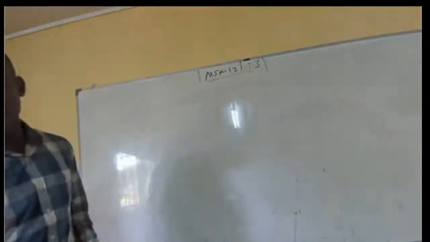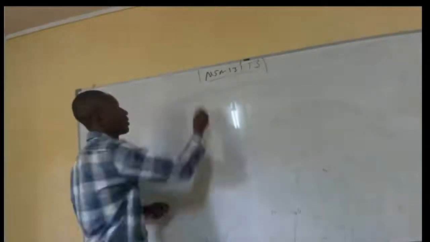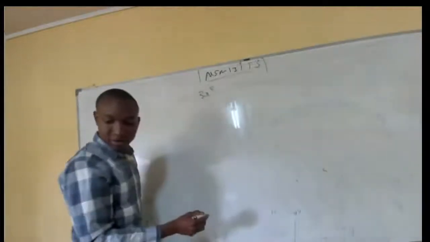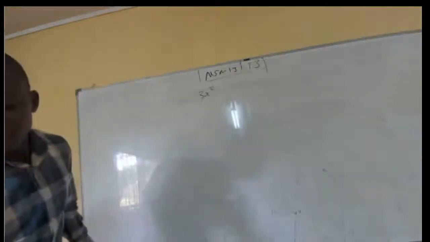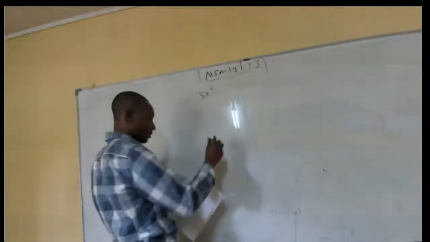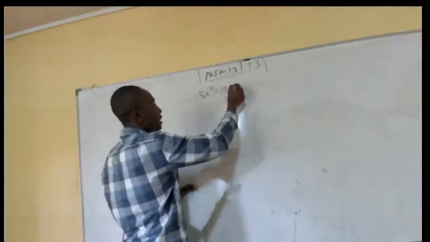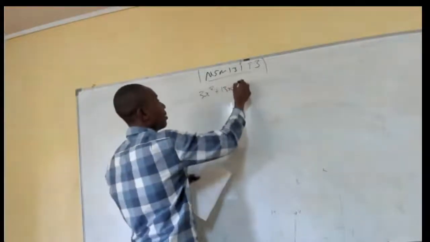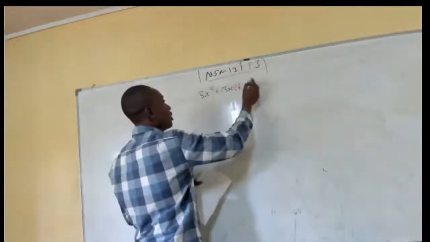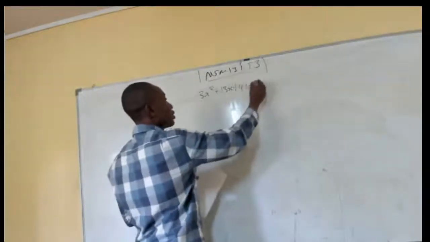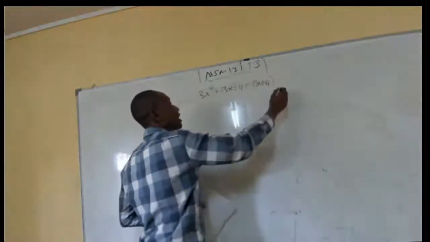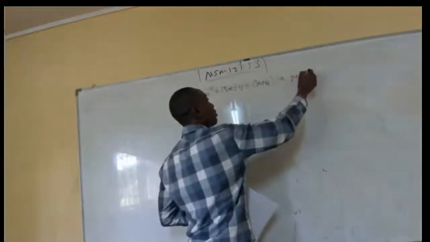Question 16. So we have 3x squared plus 13x plus 4 is equal to x plus 4 multiplied by some polynomial.